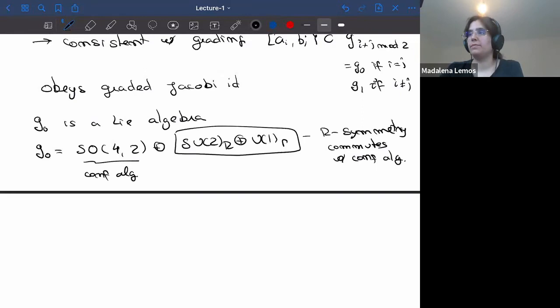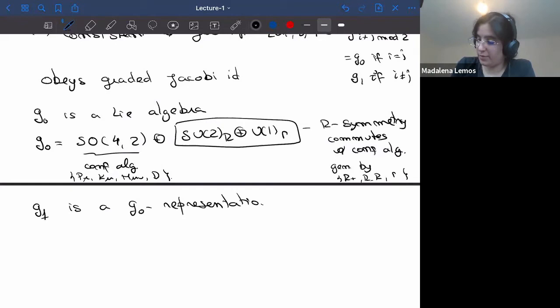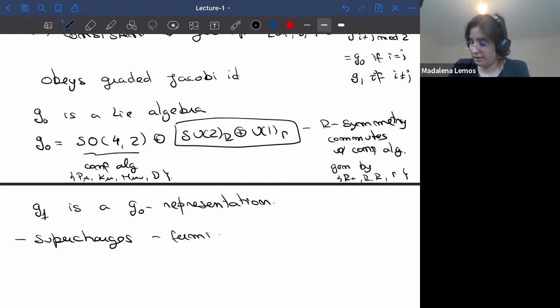And so it's generated by an R plus, an R minus, and an R. So this is U(2)_R that I'm writing, a tiny r for the U(1). And the conformal algebra is the one we just had above, so it's generated by P_mu, K_mu, M_{mu nu} and D. And then we have the U(1). G_1 is a G_0 representation. So these are my fermionic generators, and I'm just saying that they transform in some representation of the bosonic algebra. And so these are my supercharges. And they are fermionic, which means they are also nilpotent.